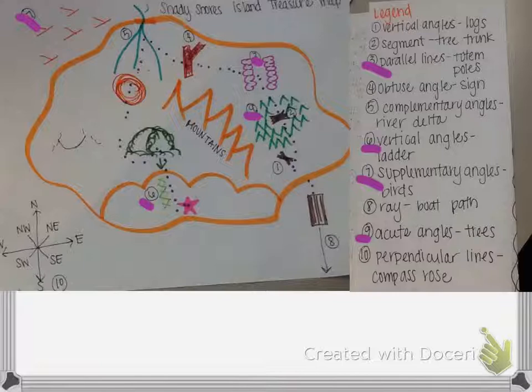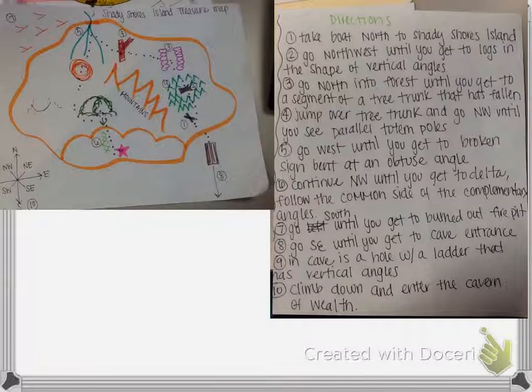Okay, and the last page, I have my directions. Now your directions, you know that they're extra credit, but I don't want you to just say turn left, then turn right, go straight. So, for example, one of my directions right here, number 4, it says, I'm jumping over a tree trunk, and then I'm going to go northwest until I see the parallel totem poles. Every one of your directions has to encounter something on your map. It doesn't actually have to encounter the 10 things that we talked about, but it has to encounter something that is on your map.